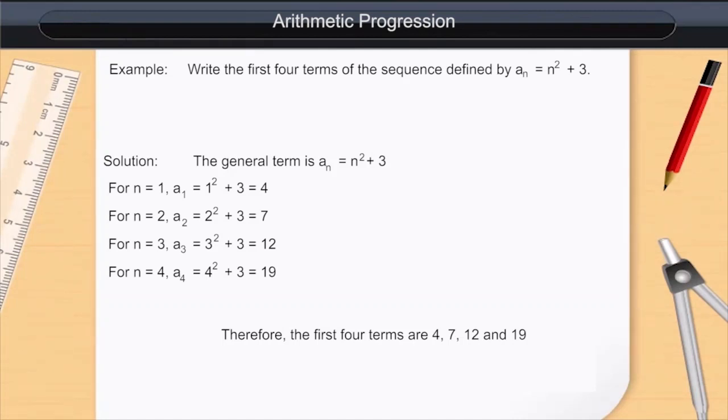For n is equal to 3, A3 is equal to 3 square plus 3, is equal to 12. For n is equal to 4, A4 is equal to 4 square plus 3, is equal to 19. Therefore, the first four terms are 4, 7, 12 and 19.